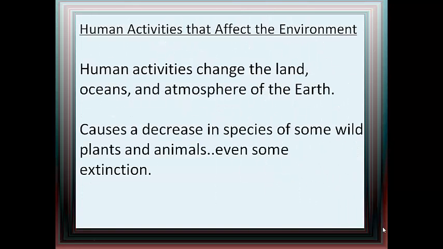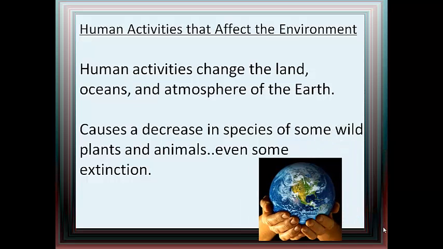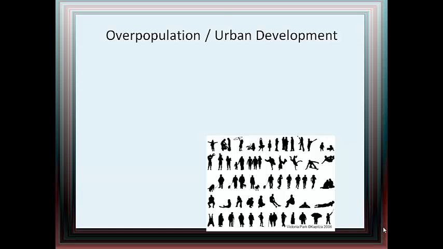Welcome back. We're going to talk today about the effects that humans have on the environment, human activities that affect the environment. Human activities change the land, oceans, and atmosphere of the earth. This causes a decrease in species of some wild plants and animals, and even some extinction. First area we're going to focus on, how humans impact the environment, is overpopulation and urban development.